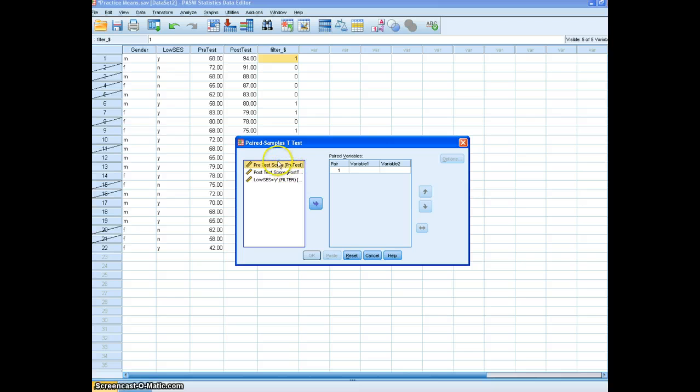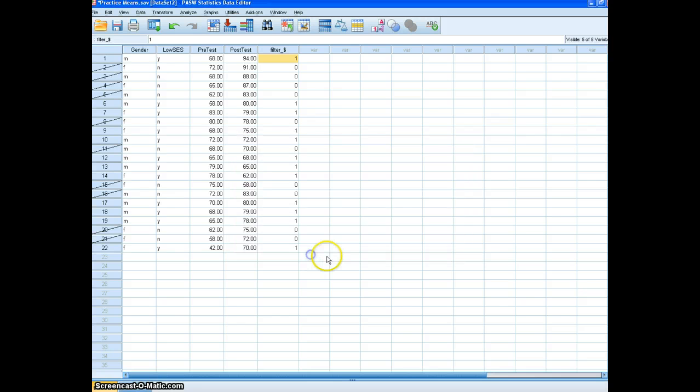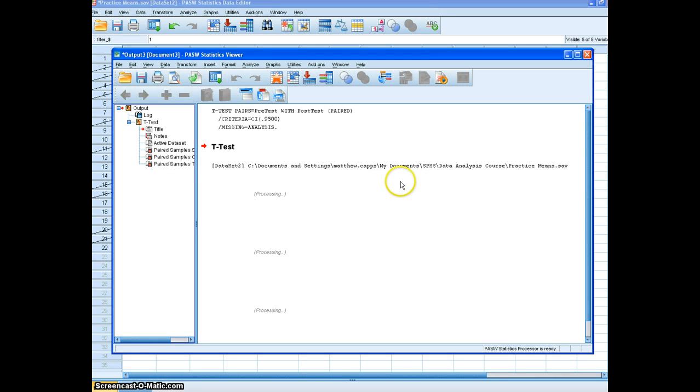And what we want to do is highlight both of those and slide them over here to where they're in variable 1 and variable 2. I'm going to do that again. Make sure they're both highlighted. Hit that arrow and move them over. The options, there's not anything we really need to worry about with that. So you hit OK. Give it a few minutes.